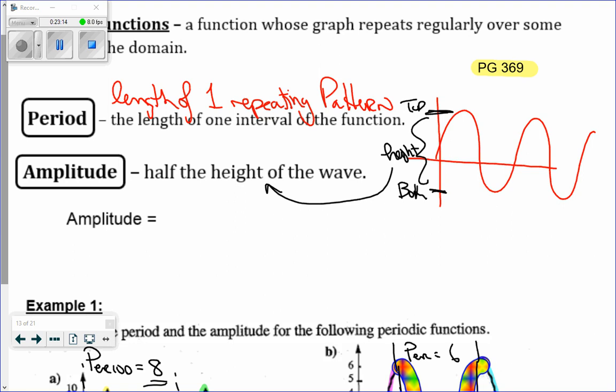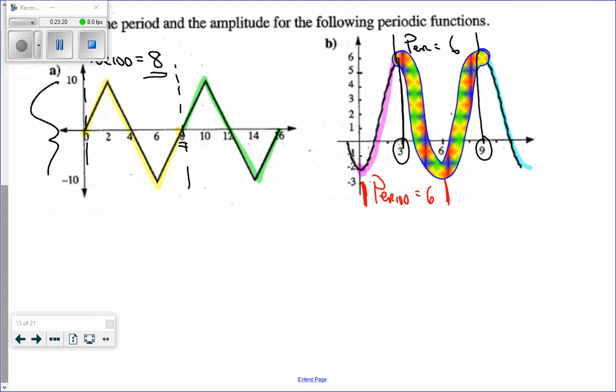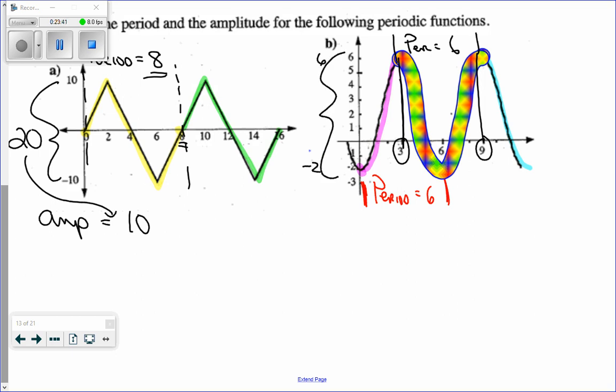We're going to wrap it up here after this. So how far is it from 10 to negative 10? How much distance does that cover? 20, right? So the amplitude is half of that. So the amplitude is 10. So what's the total height for this? It goes from 6 to negative 2. So what's the total distance here? 8. So the amplitude will be 4. Okay? So that's it. We'll stop there.